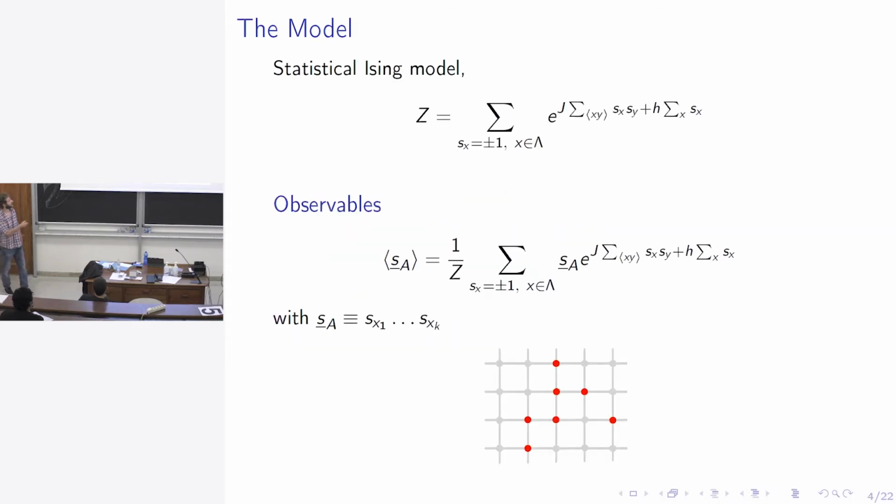So again, the model is just the Ising model on the lattice, and our observables are correlators of sets of spins. This is quite a literal expression for what one would hope to compute. And this notation here, S underline A, just means that this is some set of spins. So it's just defined as the product of spins at different positions x1 to xk, which are defined to be the set A. So this is an example for such a set A, positions on the lattice.